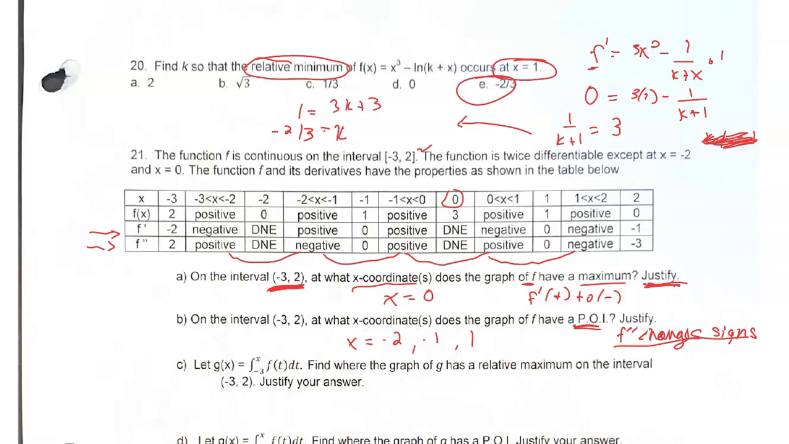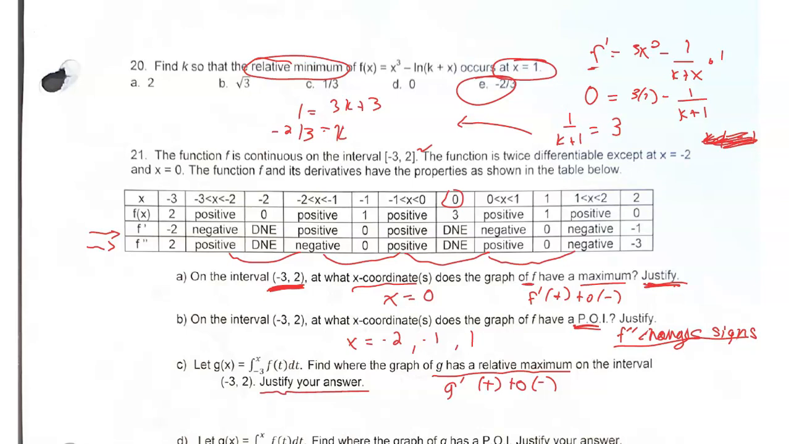C, find where the graph of G has a relative maximum. So if G is what we're trying to maximize, it would be where G prime changes from positive to negative. So that right there is your justification. Now we just have to figure out where that happens.